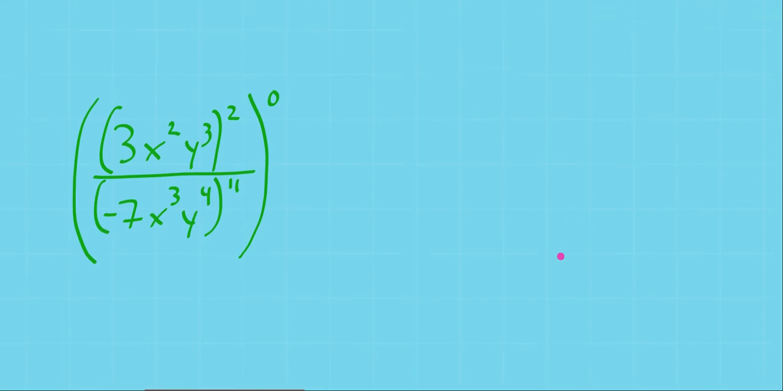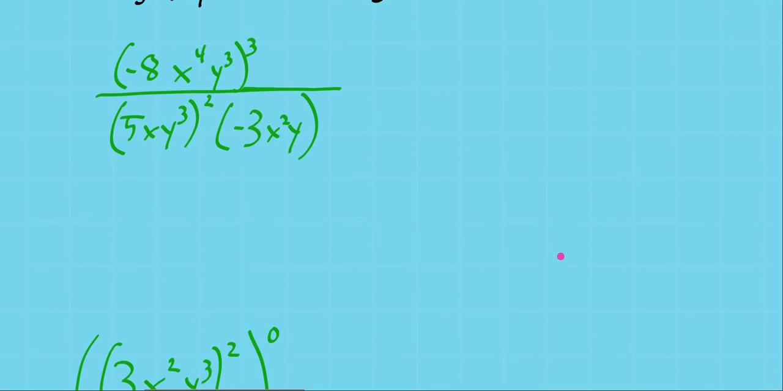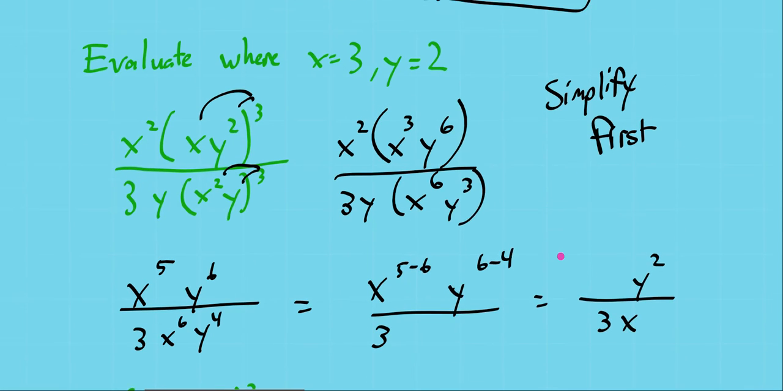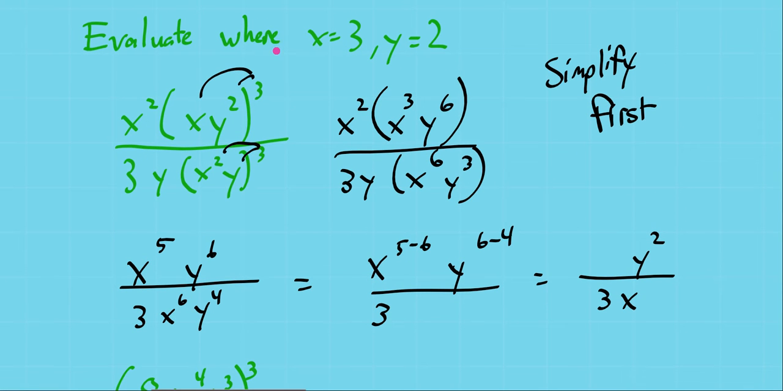I think we've got 2 more here. Good. Oh, we didn't evaluate. Evaluate where x is 3 and y is 2. So now, if y is 2, that's 2 squared over 3 times x, which is 3. So 2 squared is 4, and 3 times 3 is 9. And that's 4 over 9. That's just as simple as it gets.